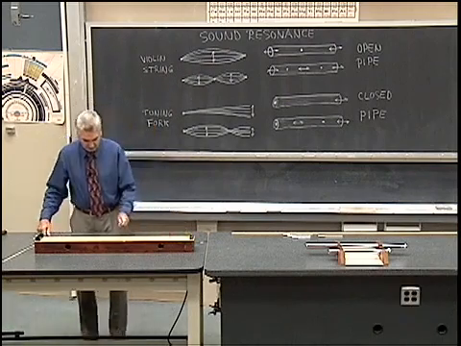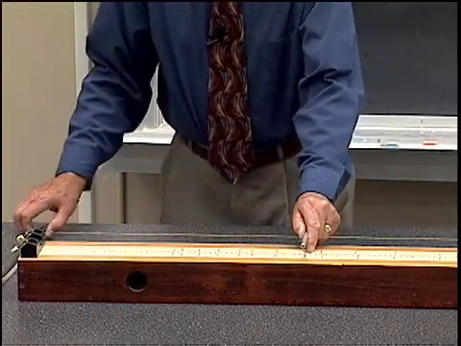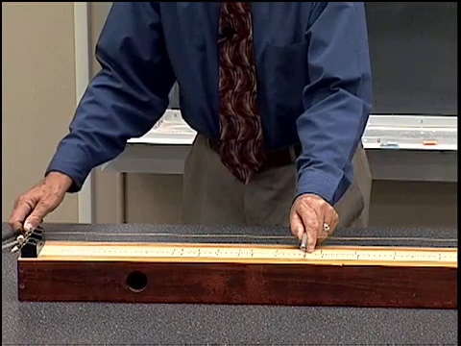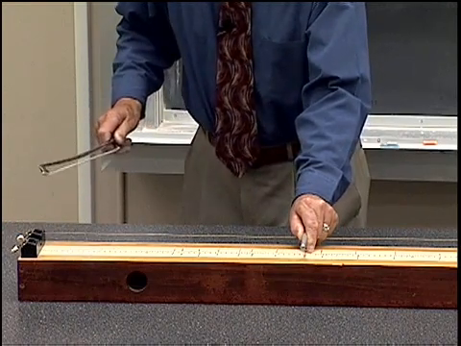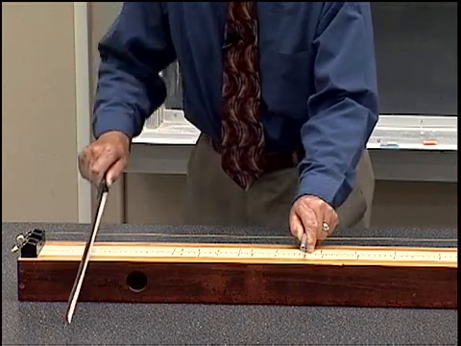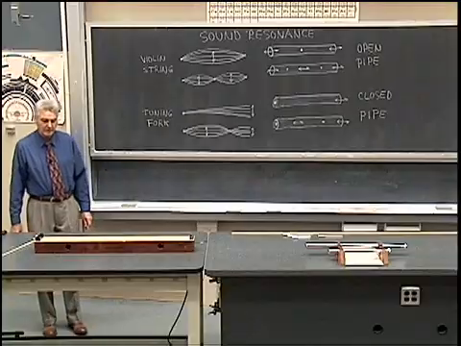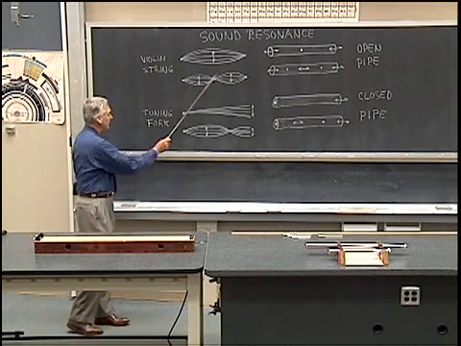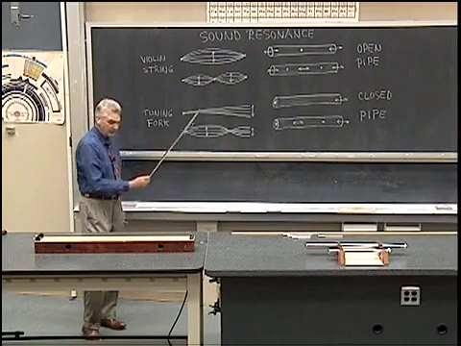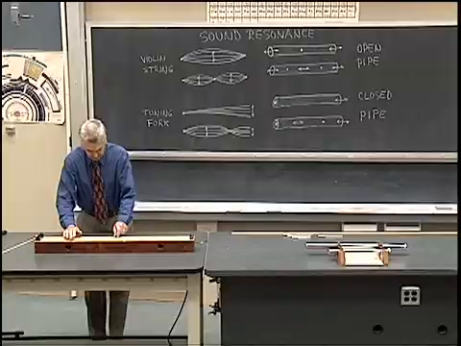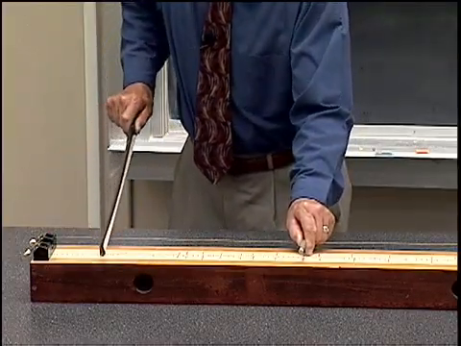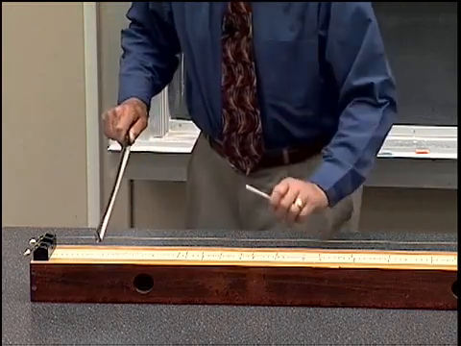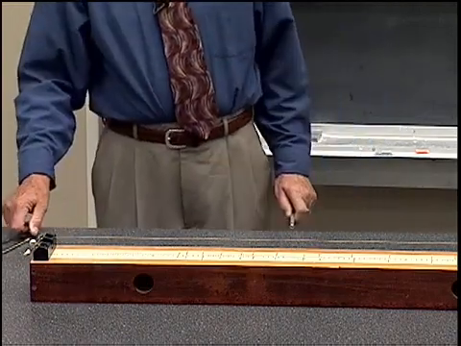Next, I'm going to force a node at the center point with this bar and then stroke it again. And we see that we have a higher pitch corresponding to a shorter wavelength and a higher harmonic. If I remove the bar, that pitch is maintained, and we then have a node at the center, node at either end with an antinode between each successive pair of nodes. Try that one more time. Higher harmonic, fundamental frequency, lower pitch.